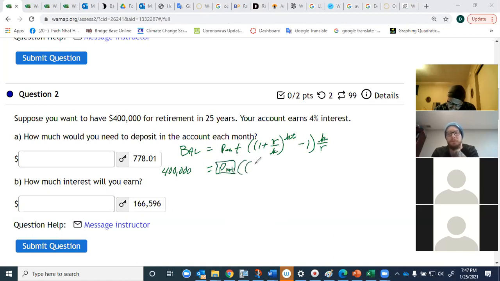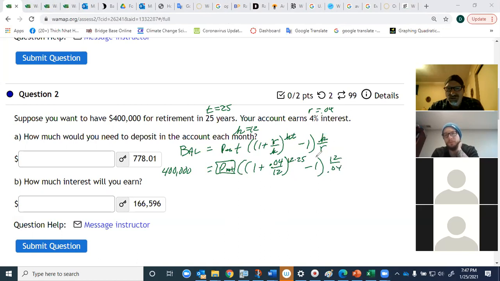So you're going to plug in 1 plus, you're making 4%, so we put in R in this case. And you're doing it 12 times a year. Remember, it's each month, so K equals 12. And it's 12 times 25. Remember, it's 25 years, so T equals 25. T is the number of years. Minus 1. And then we get 12 over 0.04.